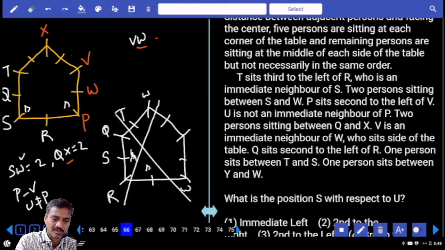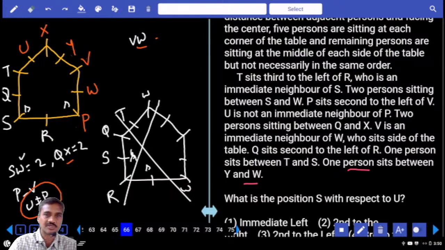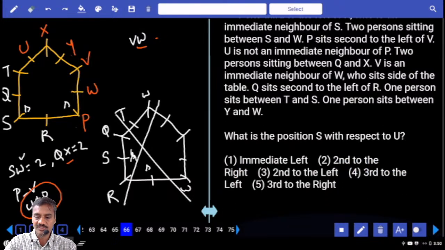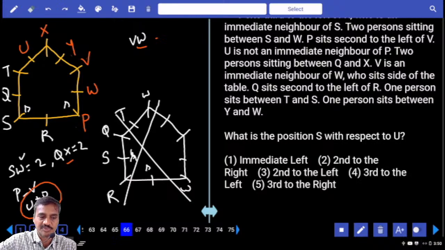Then U and P are not adjacent to each other. Any other information that is left over here? One person sits between Y and W. Now in between Y and W, there must be exactly one person. Y is here. Who is the person left over? U is the person left. Then here in this one, what is the position of S with respect to U? S with respect to U, 1, 2, 3, third to the right.